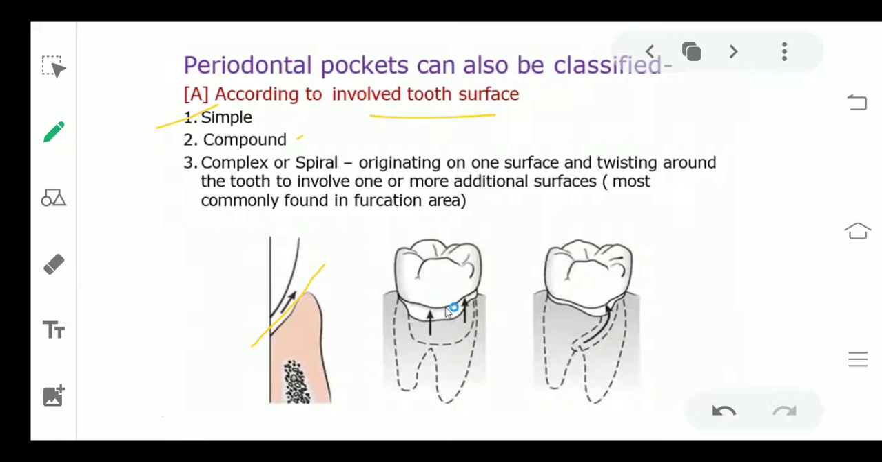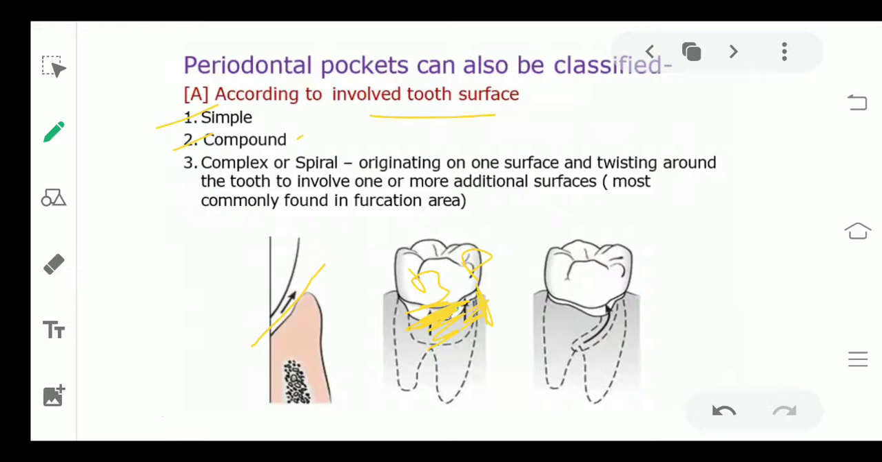Other than that, you have a compound pocket. Compound pocket is when not just one particular surface, but both surfaces are being involved. Like this is the buccal surface and this is your proximal surface. Now in this condition, you see both the surfaces are being involved. Two surfaces are involved in the pocket. So this is said to be a compound pocket.